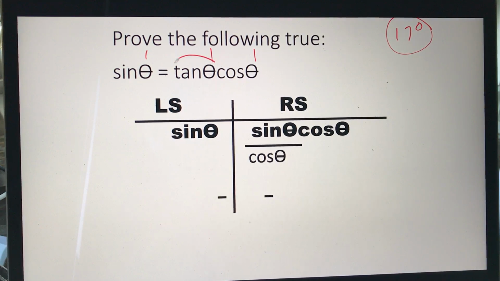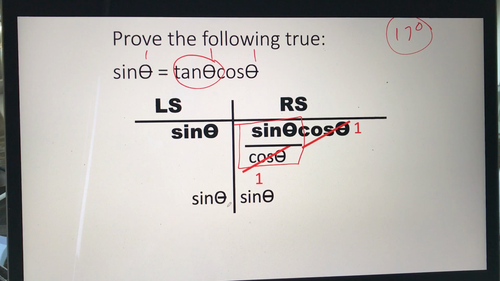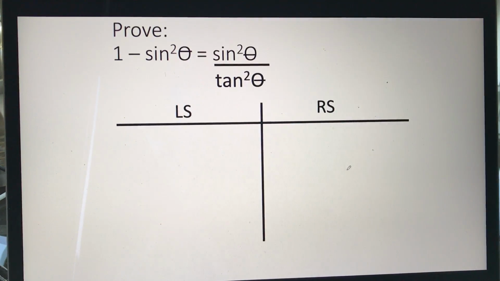I'm going to replace tan theta with sine over cos. That's my replacement. Tan theta is sine over cos. And when I do that, I have a cosine in the bottom, a cosine in the top. They're going to divide out. And that leaves me with sine theta equals sine theta, which shows the left side equals the right side. Okay, so that's a simple version of these kinds of proofs.